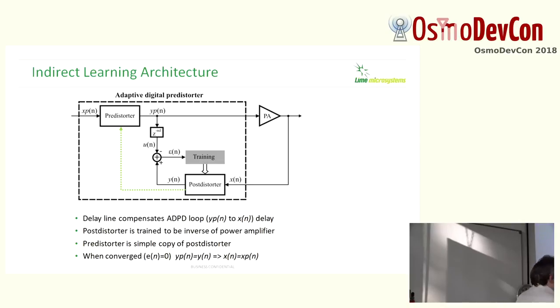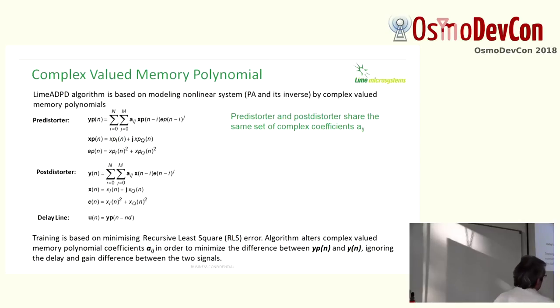I have implemented that streams are taken from the FPGA chip. I can read some FPGA registers and take all these samples, and according to those samples I can calculate and upload new coefficients. So the model itself is based on Volterra series for modeling a nonlinear system. Both the predistorter and postdistorter have the same model, and they share the same complex coefficients.